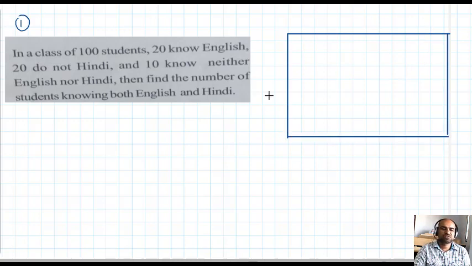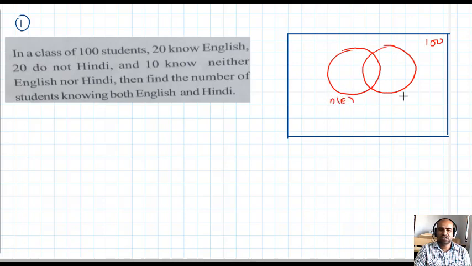Okay students, this is a universal set. How many students are there? 100. Total box 100. In this box, two intersecting circles are there. One circle stands for English, another circle stands for Hindi. These students know only English. These students know both English and Hindi. These students know only Hindi. These students know neither. So first, 20 know English, means n(E) = 20.